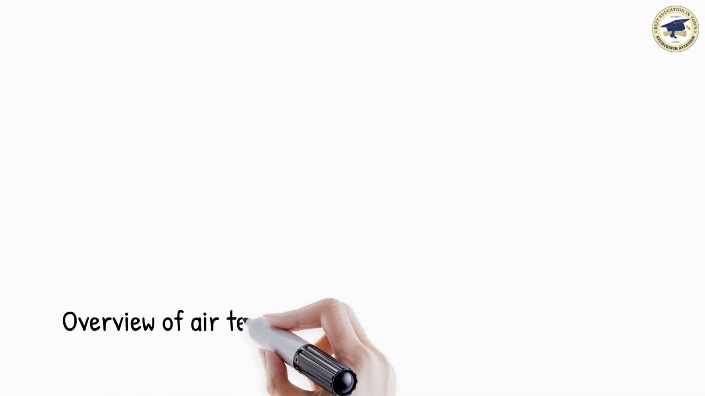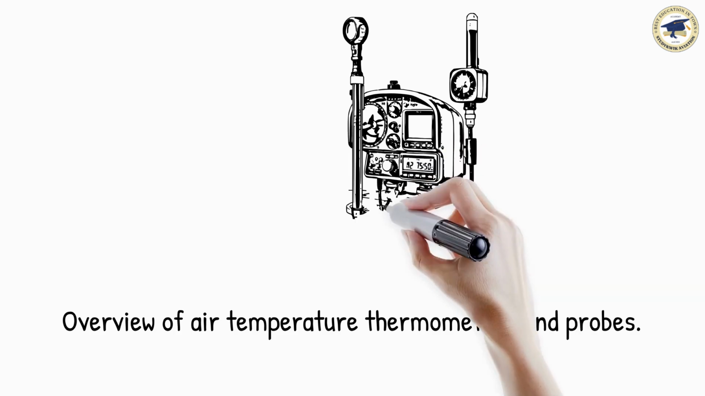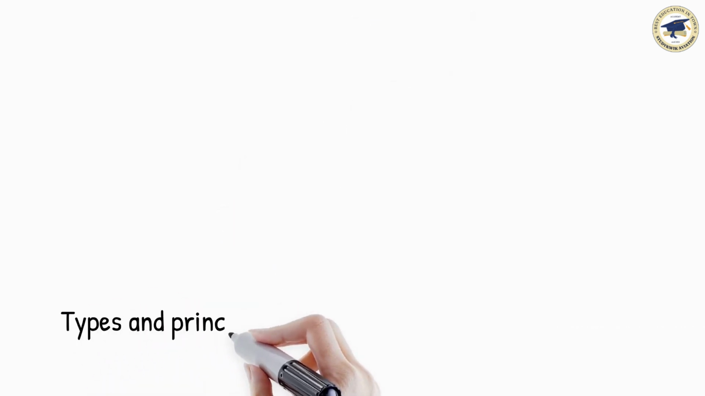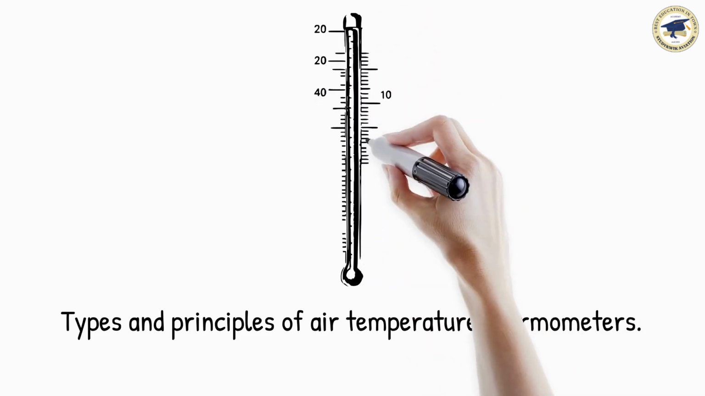In this lesson, we will first look at the basic types of air temperature thermometers and their operating principles. Then we'll examine a total air temperature (TAT) probe used in modern high-speed aircraft. Finally, we'll discuss the common errors these instruments are prone to. Air temperature thermometers fall into two main types: direct reading and remote reading. Let's begin with the direct reading thermometer.